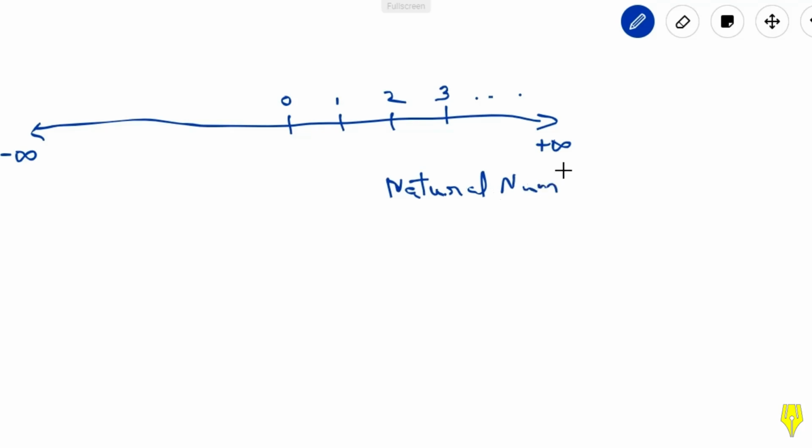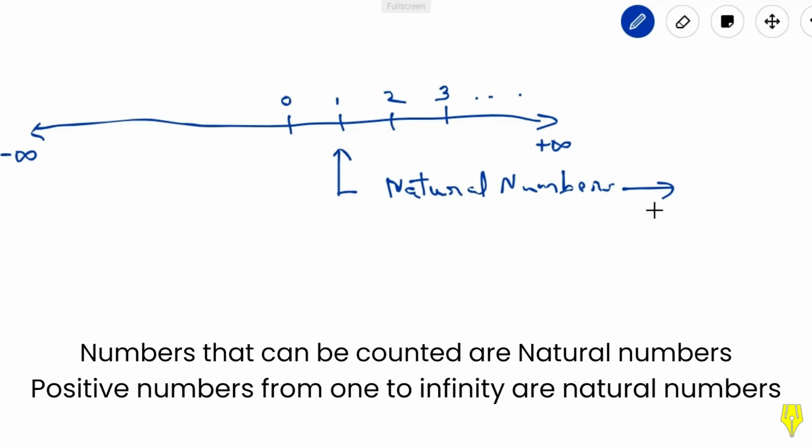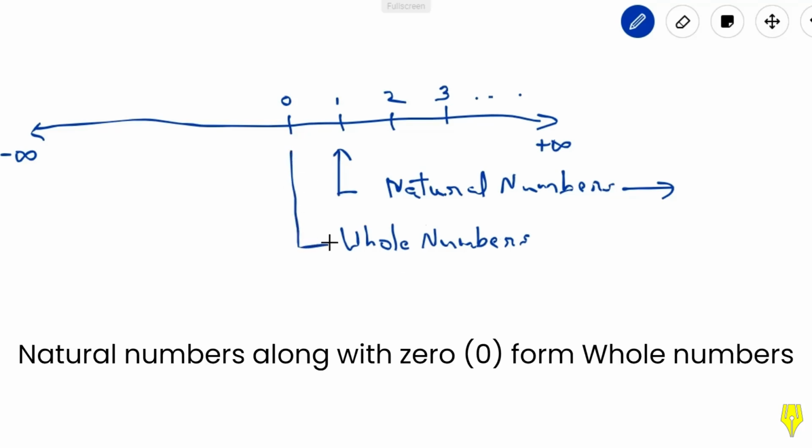First we will see what are natural numbers. Numbers that can be counted are called natural numbers. They start from 1 and continue till infinity. When you include 0, this set is called whole numbers.